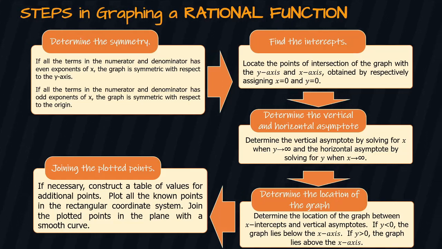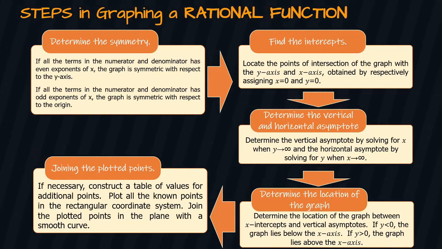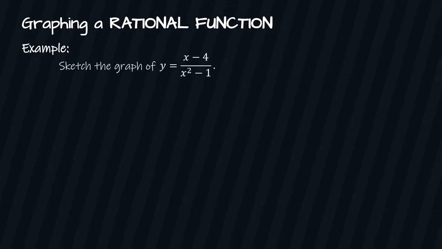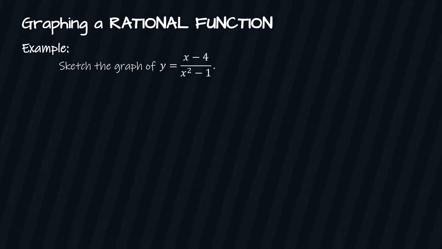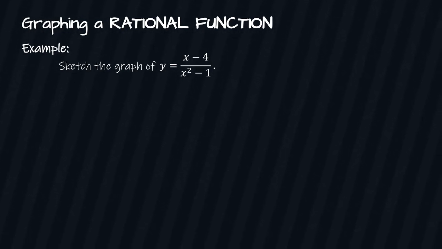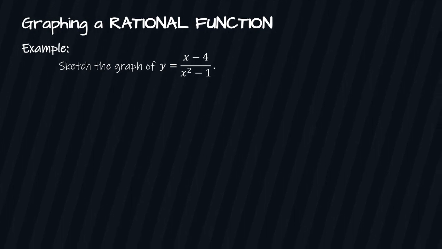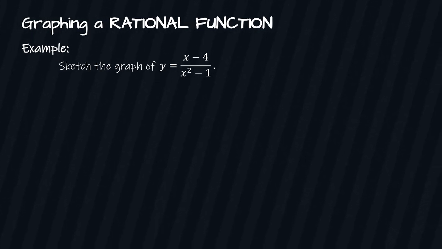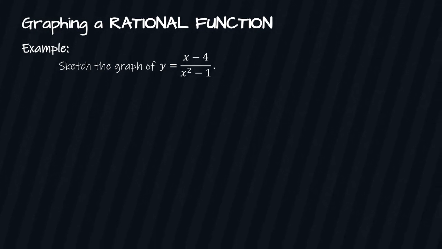Then we join the plotted points. So if necessary, construct a table of values for additional points. Plot all the known points in the rectangular coordinate system. Join the plotted points in the plane with a smooth curve. So we try to graph a rational function with the given example. So y equals x minus 4 over x squared minus 1.